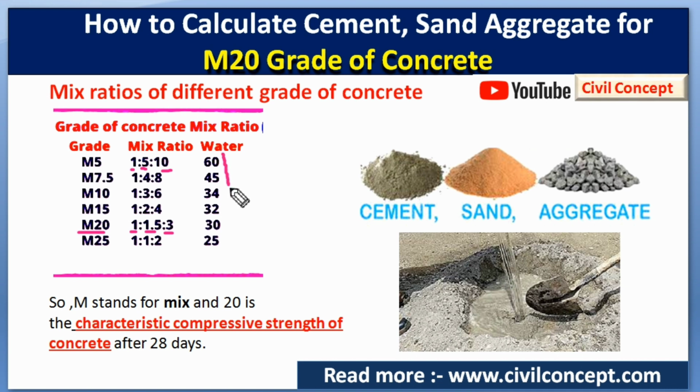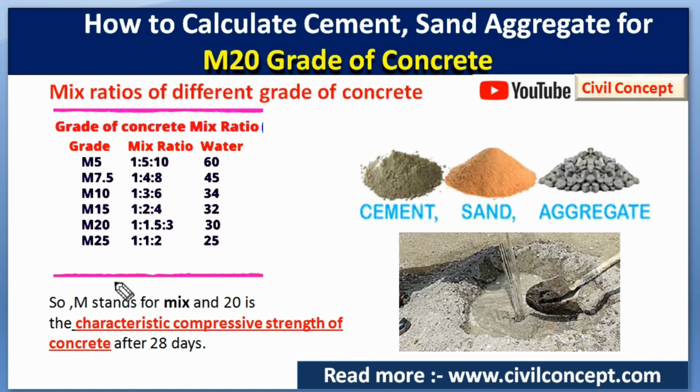Okay, and these are the water required for different grade of concrete in liter. Okay, for 1 bag of cement. Okay, this is for 1 bag of cement. For example, if you are going to prepare a M20 grade of concrete, then we have to use 30 liter of water per bag of cement. So if we require, for example, 5 bags of cement to prepare M20 grade of concrete, then we will require 5 into 30, which will be our 150 liter of water. Okay, so in this way we can see the table of different grade of concrete and water required with mix ratios.